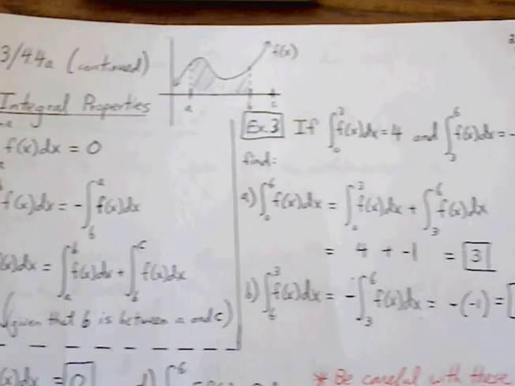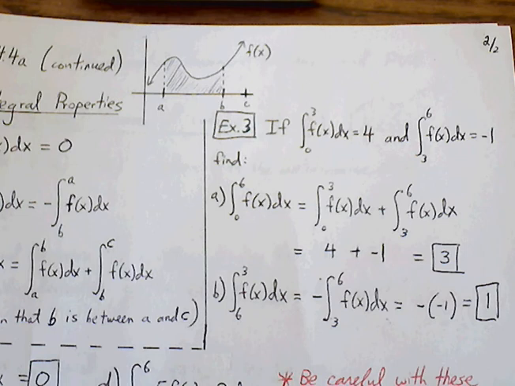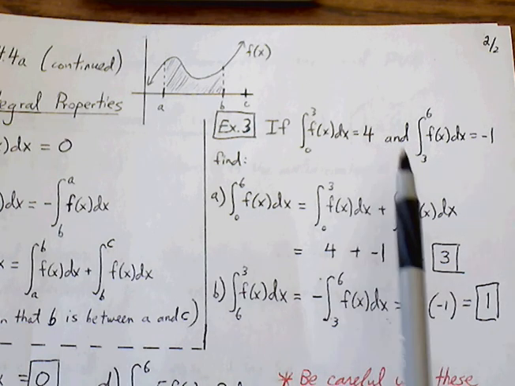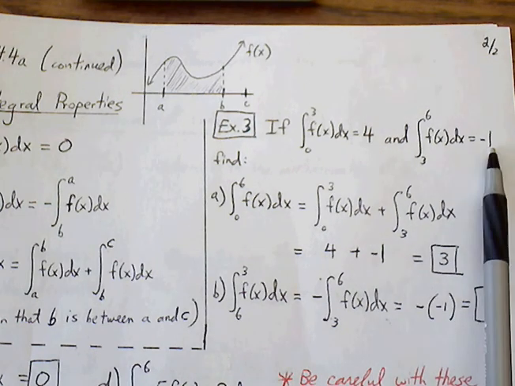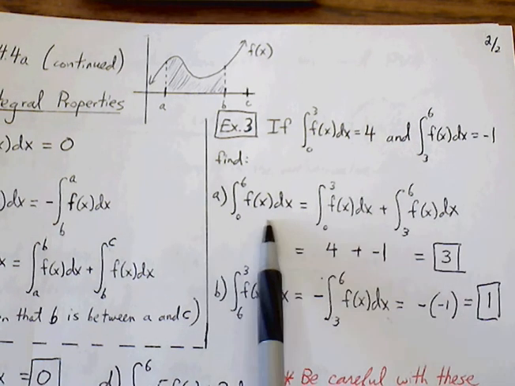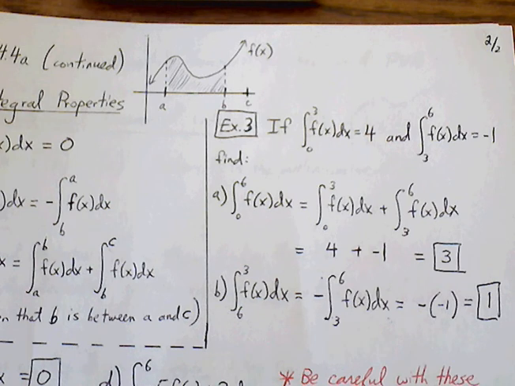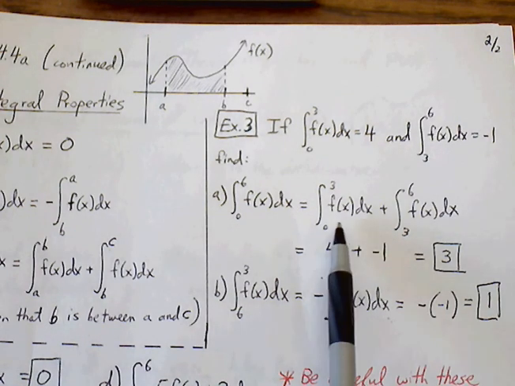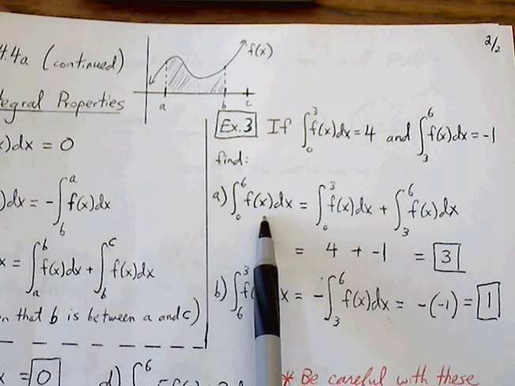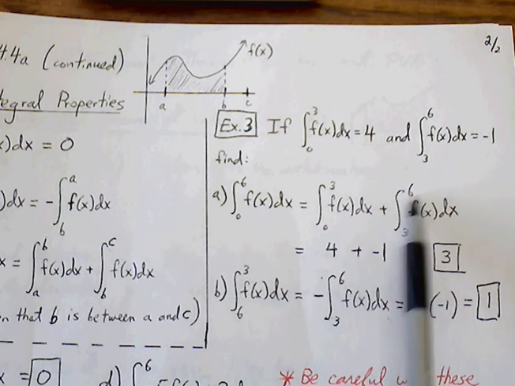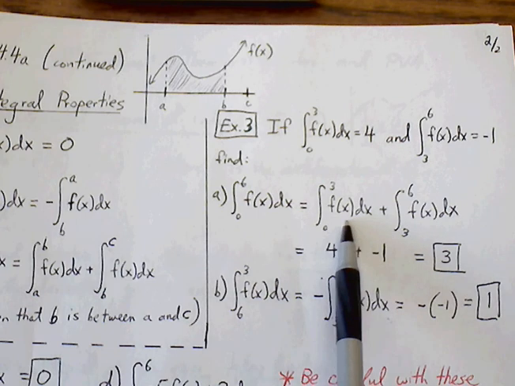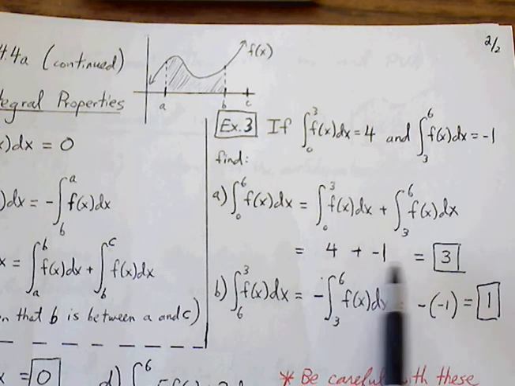All right, example 3. If the definite integral of f of x from 0 to 3 is 4, and the definite integral from 3 to 6 is negative 1, then I can find the definite integral of f of x from 0 to 6. I can represent this from 0 to 3 and also from 3 to 6, and I have values for these. So 4 plus negative 1 is equal to 3.